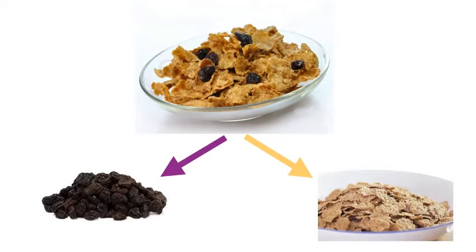It's a mixture because it's made of two different substances, but it's not a solution because it's not evenly mixed together. If you were to eat a spoonful of Raisin Bran, sometimes you get more raisins, while sometimes you get more cereal. Because it's not evenly mixed, we cannot call it a solution.